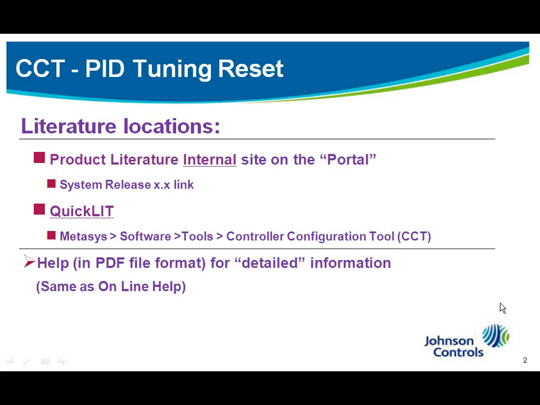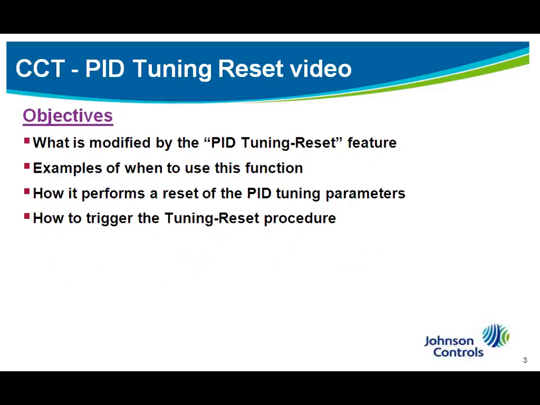We will look at literature locations. For example, in the product literature internal site of the portal, look for the system release level link, as well as in Quicklette under Metasys, Software, Tools, Controller Configuration Tool. This is where you will find the help file in PDF format for all detailed information, which is actually the same as found on the online help.